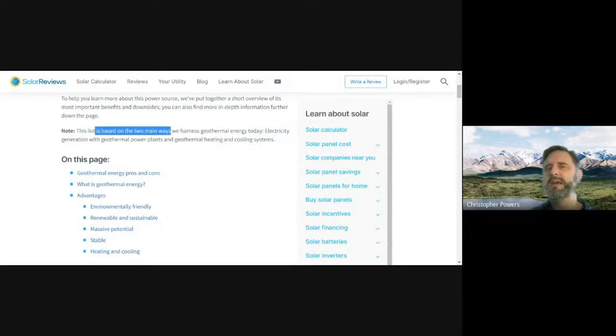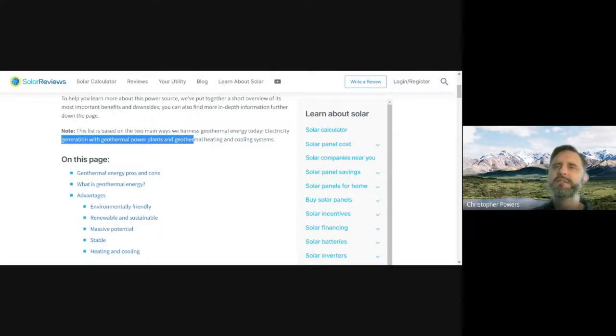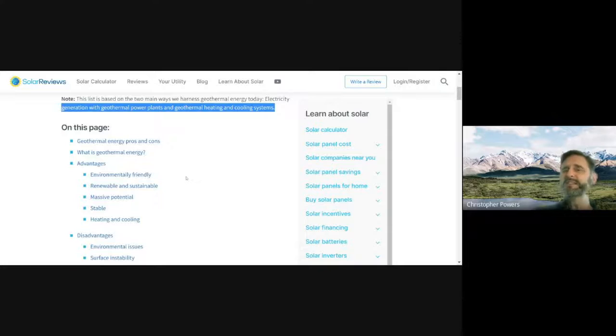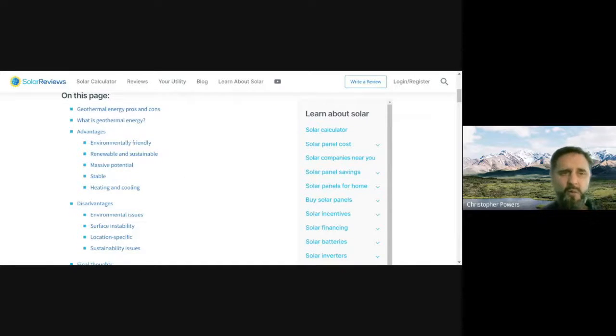Now, the list is based on ways we harness it: electricity generation with geothermal power plants and geothermal heating and cooling systems. Now, the basis of the disadvantage seems to always be an issue with the usage of land and natural resources to build those power plants and those structures. You're interrupting the natural environments. They're saying it's environmentally friendly, but there are some environmental issues. It's renewable and sustainable. Yeah, I can give you that, but why?